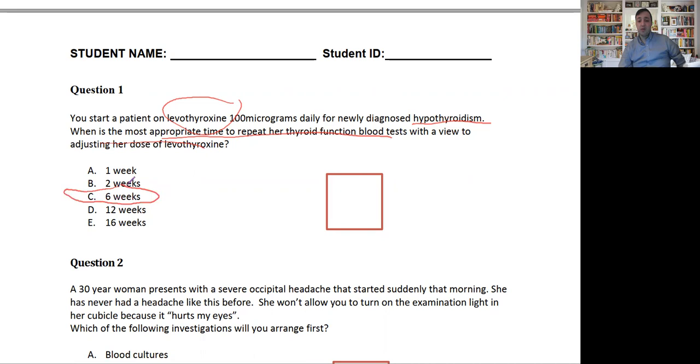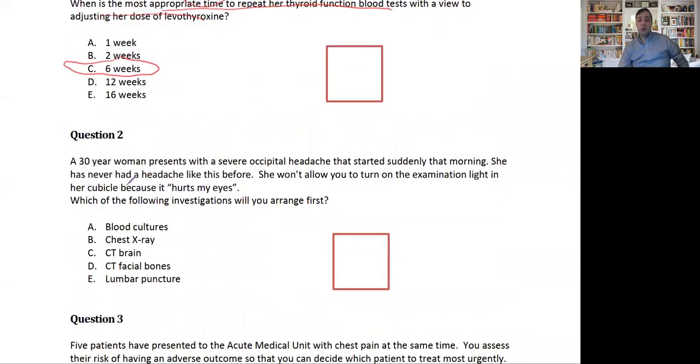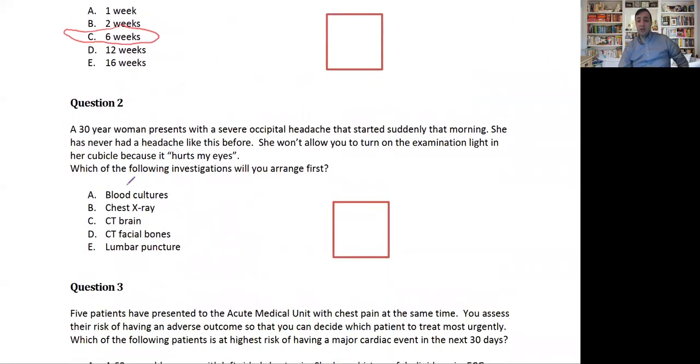So after 6 weeks you have to repeat the thyroid function test, either to continue on the same dose or to adjust it if the thyroid function test comes back abnormal. So question number 2: a 30-year-old woman presents with a severe occipital headache that started suddenly that morning.